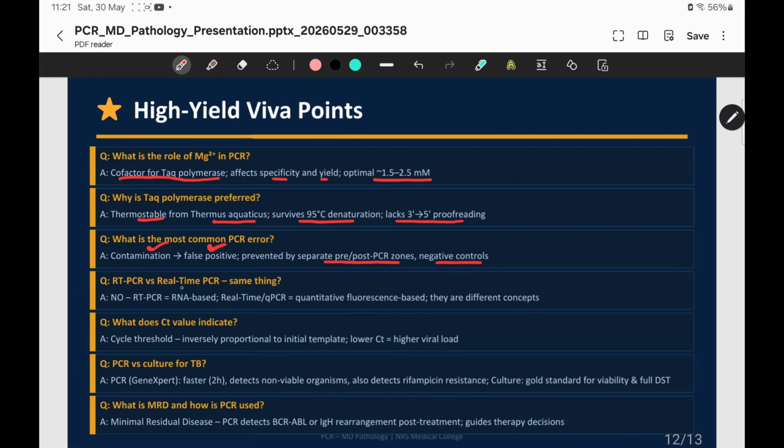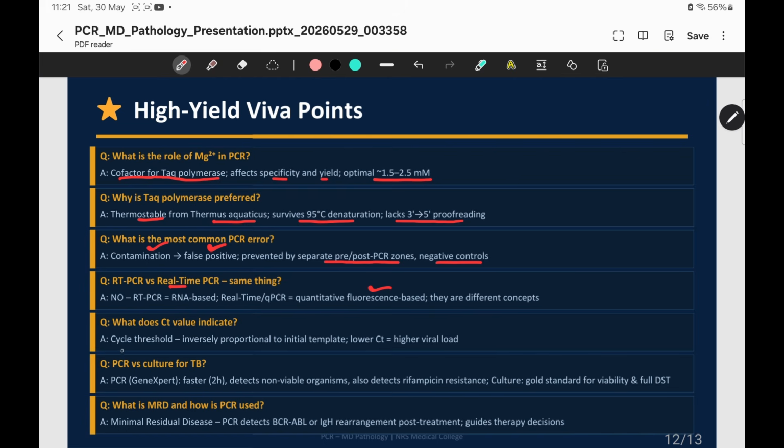Is RT-PCR and real-time PCR same? No, the RT-PCR is the reverse transcriptase PCR, in which we are converting RNA to DNA, and then the PCR is happening on the complementary DNA. But real-time PCR is a quantitative process. In this process, we are quantifying the amount of DNA that is present in our sample in real time, and it is a fluorescence based method.